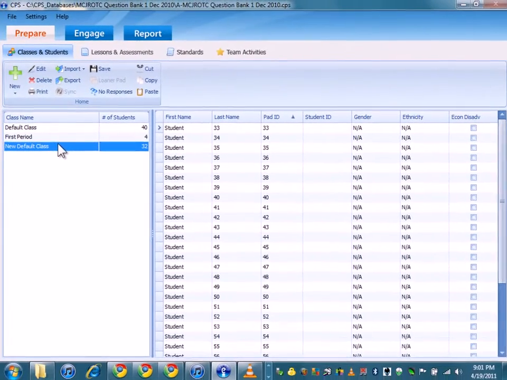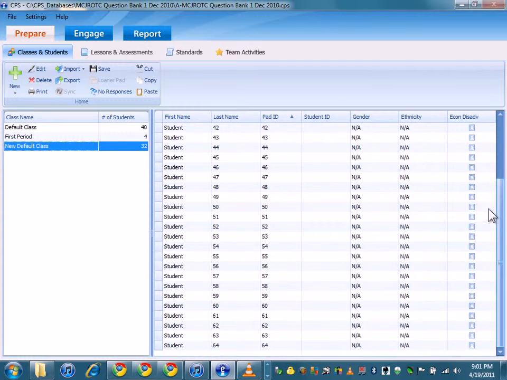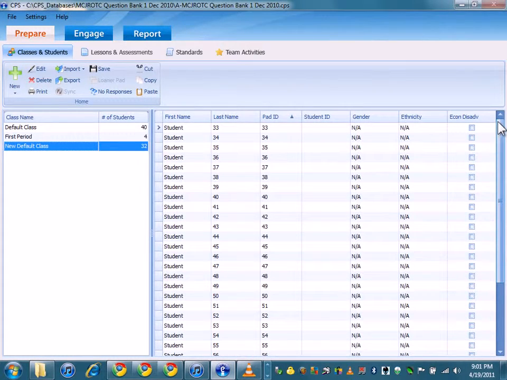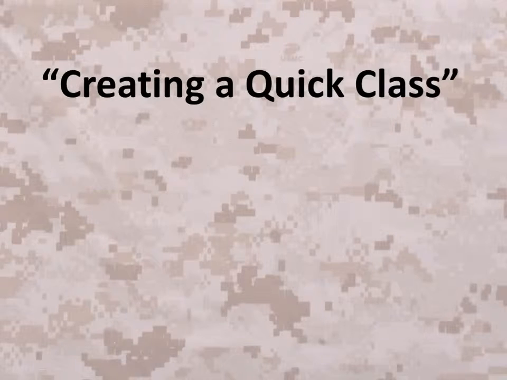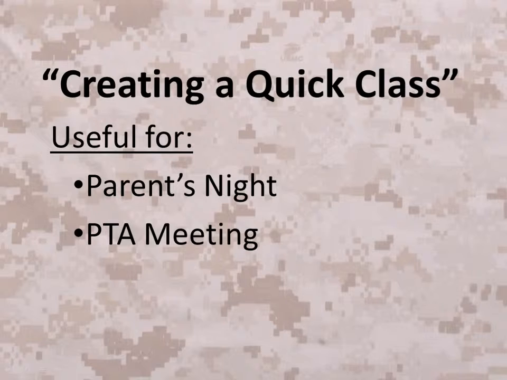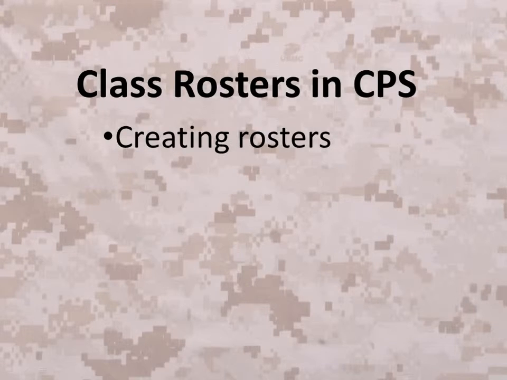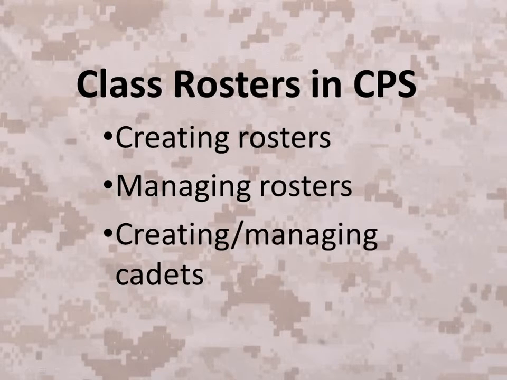Select that class and notice that the students within it are present and have clickers assigned, but only have the default information in the name fields. You are free to change these names to represent actual cadets at any time you choose. Creating a quick class or default class in this way may be handy, for example, if you were planning on using CPS on Parents' Night, at a PTA meeting, or in a training session with your colleagues. In this video, we have taken a brief look at creating and managing class rosters and the cadets within them when using CPS.